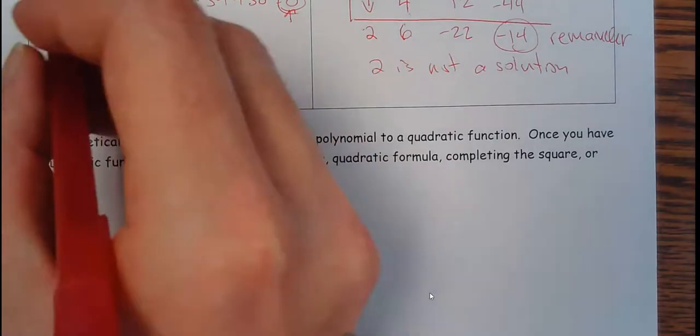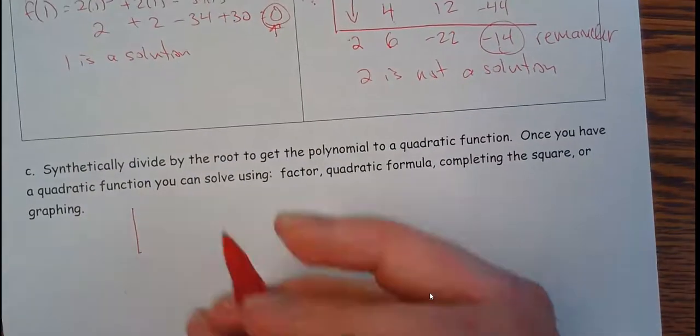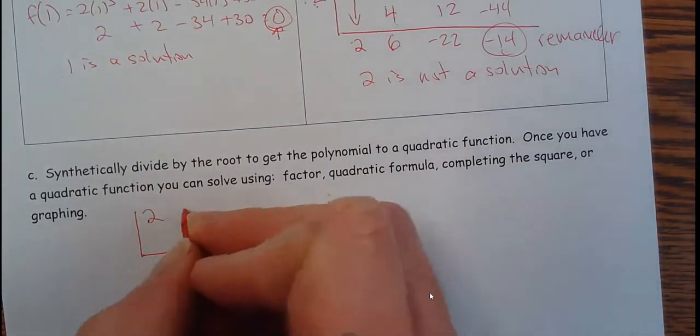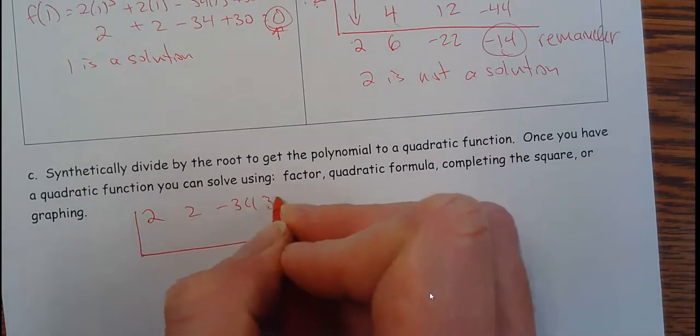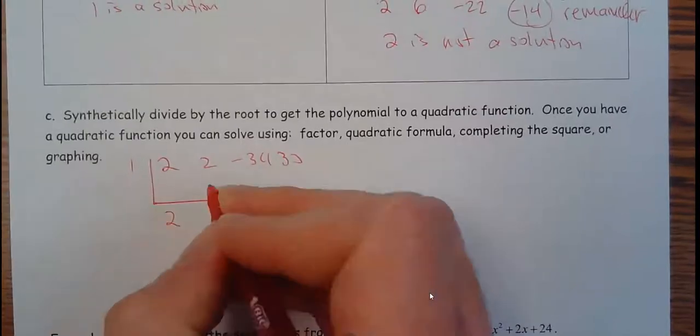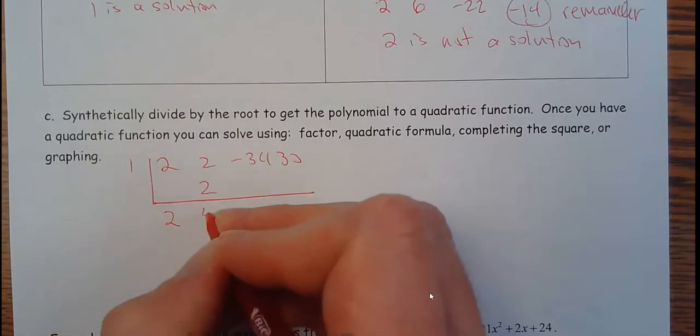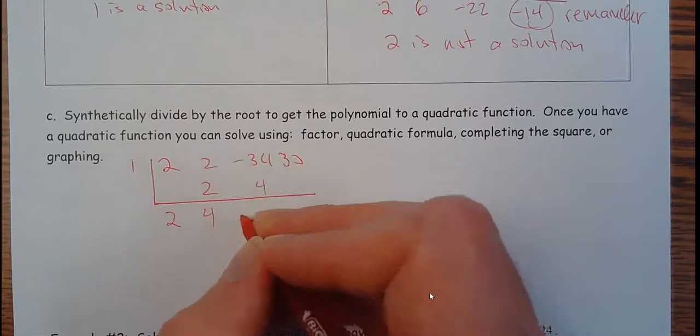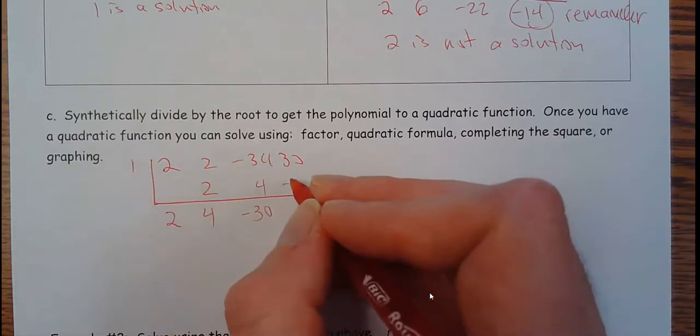First off, the number we know is 1. So let's do that. Go like this: 2, 2, negative 34, 30. I'm going to do 1. Again, drop straight down, multiply. Add straight down, multiply. Add straight down, multiply.